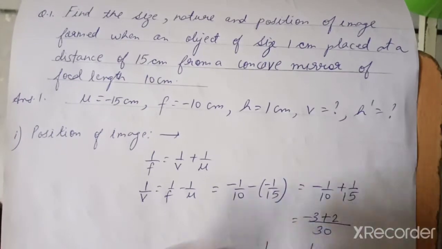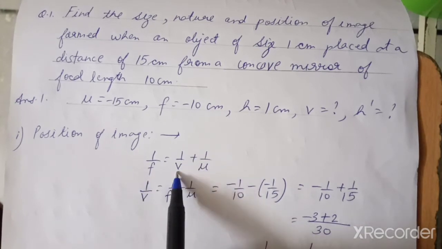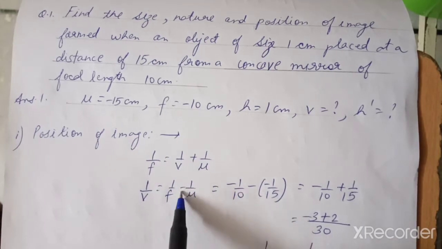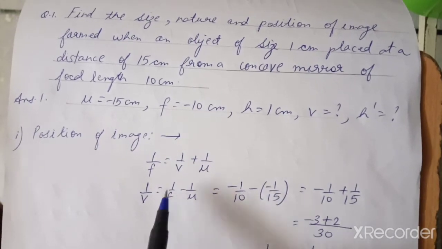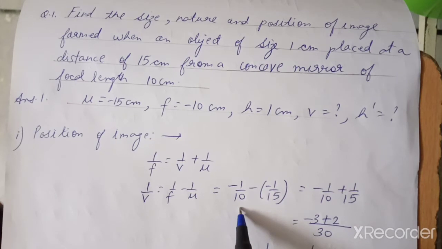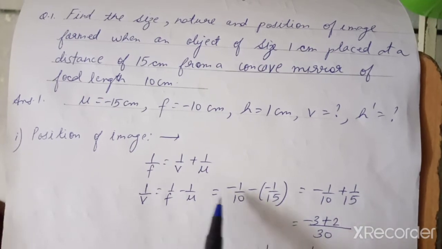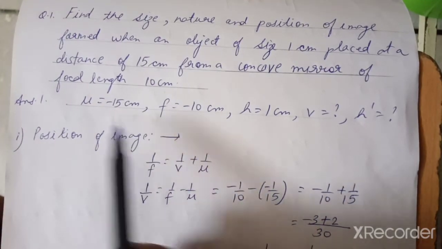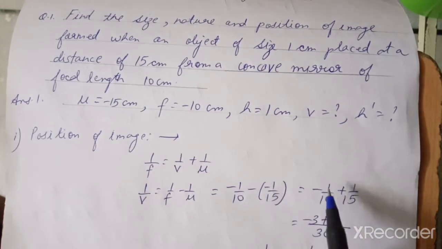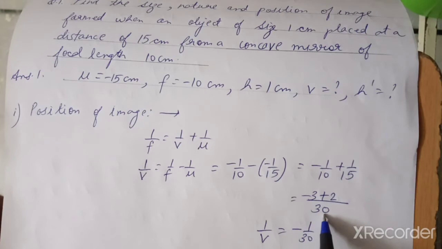Now the first point you have to consider is the position of image. We write the mirror formula 1 by f equals 1 by v plus 1 upon u. When you separate the 1 by v, it would be 1 by f minus 1 by u. Now we substitute the values. F is given as minus 10 centimeter, so we write 1 upon minus 10, then minus 1 by u. The value of u is minus 15, so you will write minus 1 by 15. Minus and minus becomes positive, so you will write minus 1 by 10 plus 1 by 15. You will take 30 as the LCM.